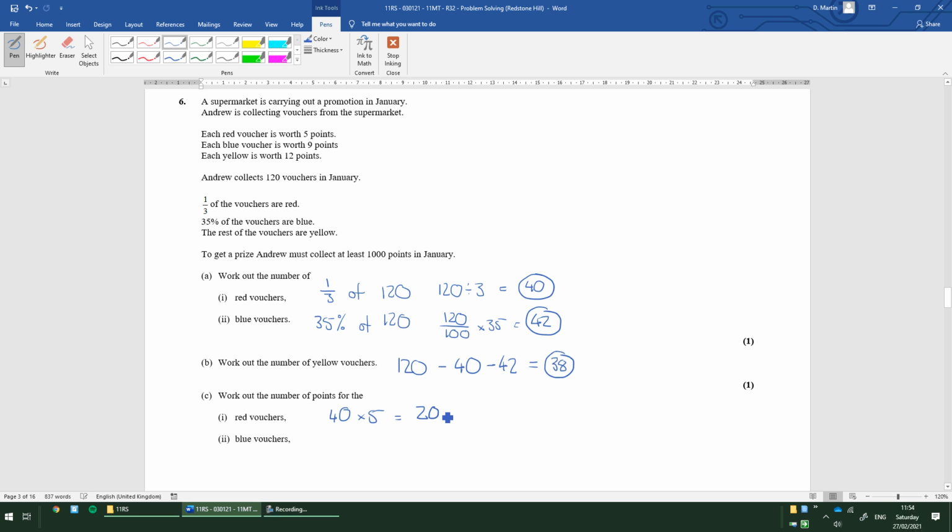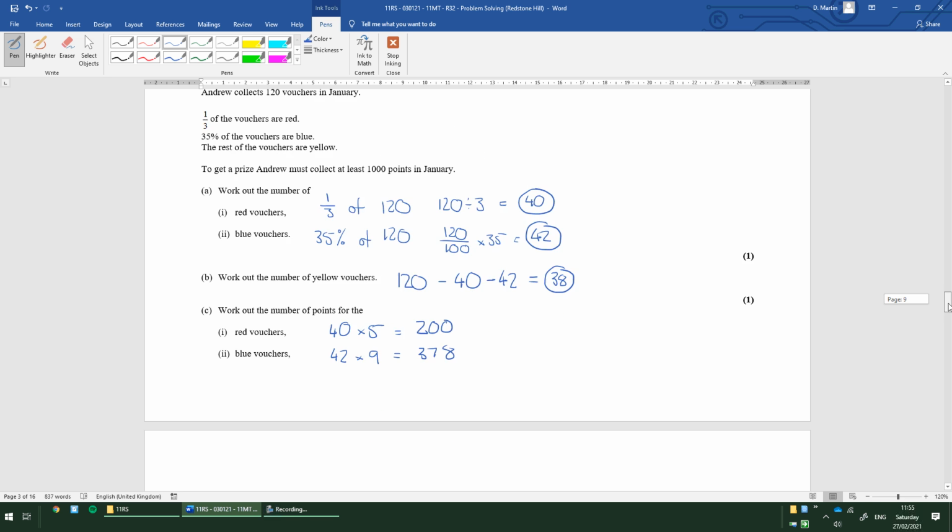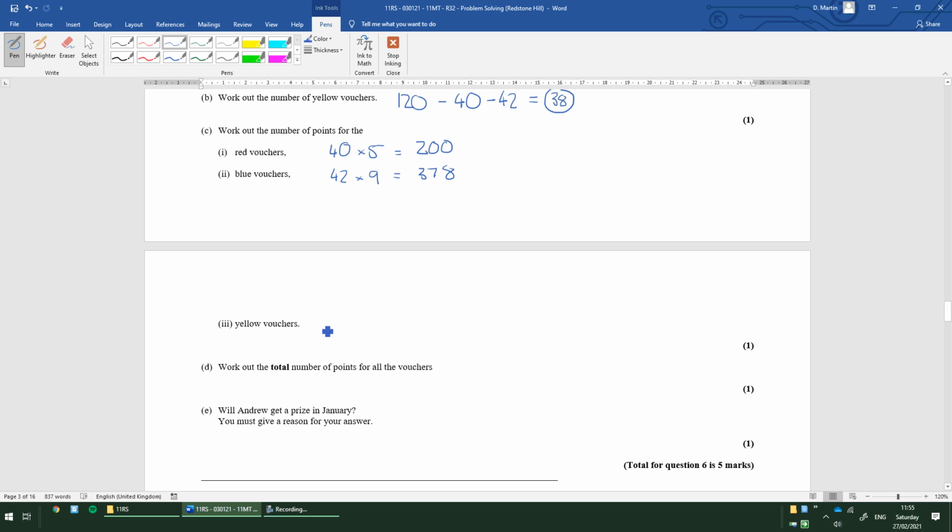For blue, 42 times 9 is 378. And yellow vouchers are worth 12, and he's got 38 of them. So we need to do 38 times 12. 38 times 12 gives you 456. And we need to add all those together because we want the total points. So 456 plus 378 plus 200 gives us 1,034.